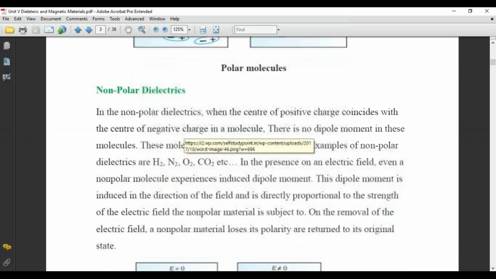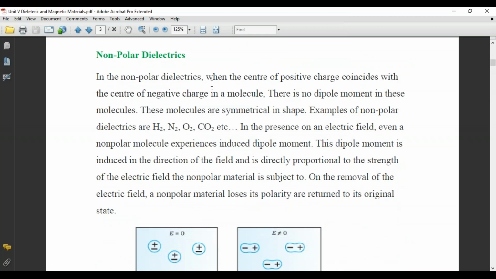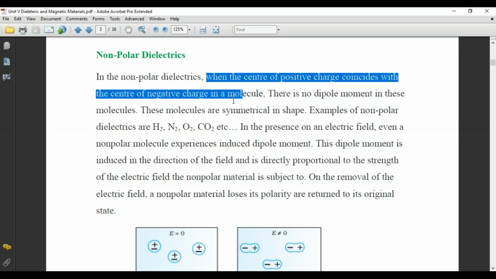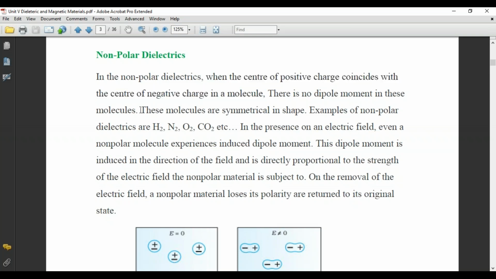Now if you go for non-polar dielectrics, in the non-polar dielectrics, the center of positive charge and negative charge coincide. Both positive charge and negative charge coincide. That means there is no distance between the positive charge and negative charge. That's why dipole moment is 0 in those materials. So these molecules are symmetrical in shape. Examples of non-polar dielectrics are hydrogen, nitrogen, oxygen, carbon dioxide.